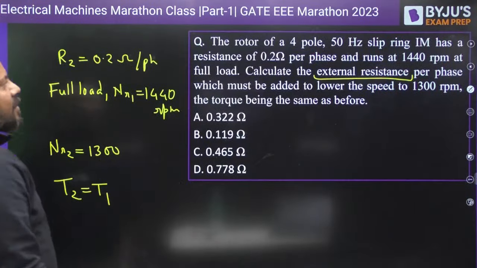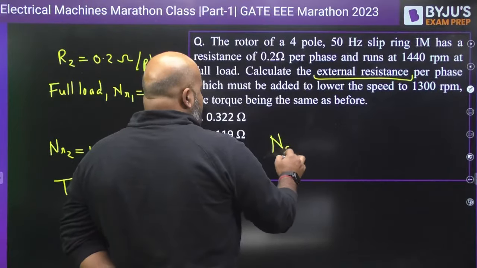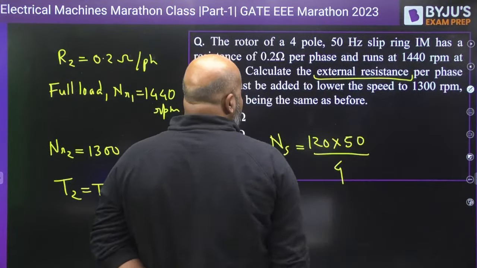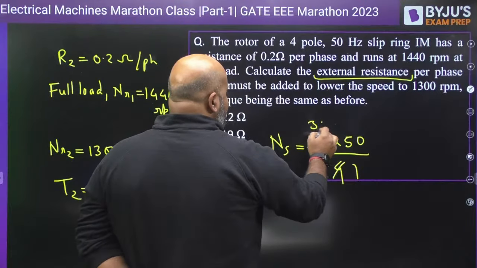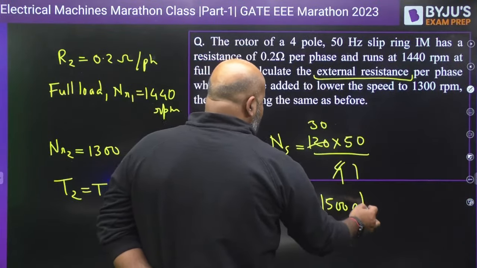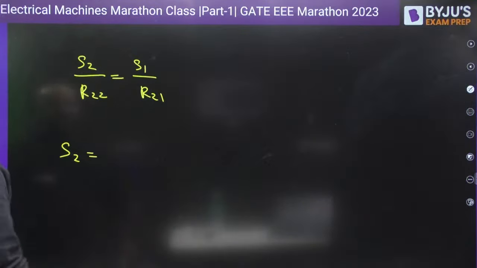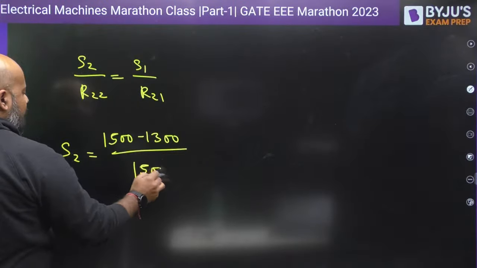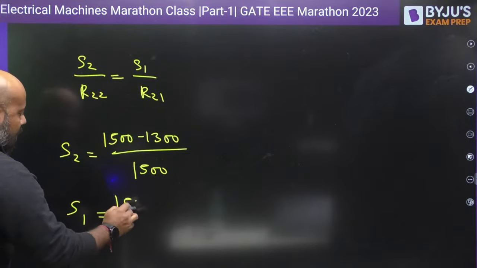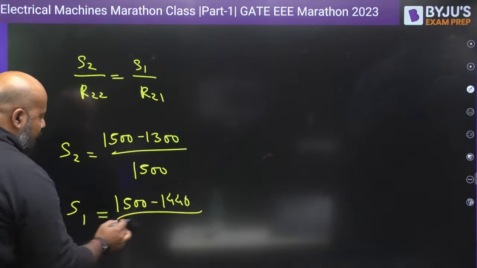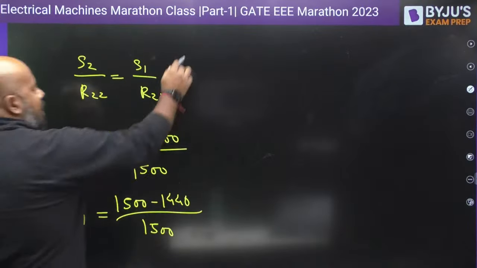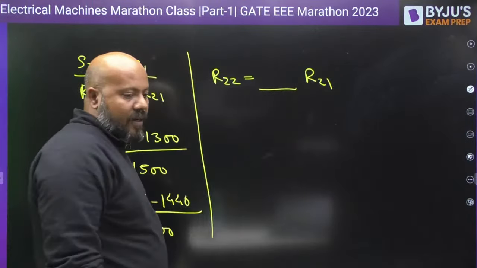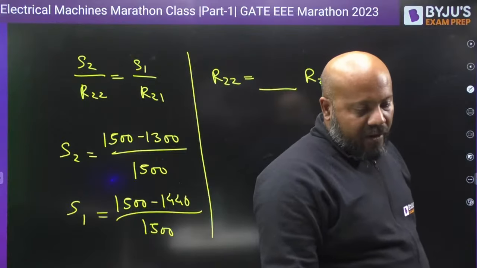What is S2? The synchronous speed is going to be 120 times the frequency of 50 Hertz divided by P, the number of poles, which is 4. If you solve this, it is 1500. 1500 RPM is the synchronous speed. You can find S2 as 1500 minus 1300 divided by 1500. What is S1? It is 1500 minus 1440 divided by 1500. Just put it here and you will be getting R22 as some value times R21. Just check what value you are getting.